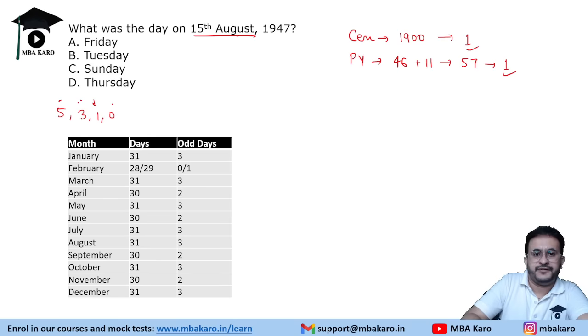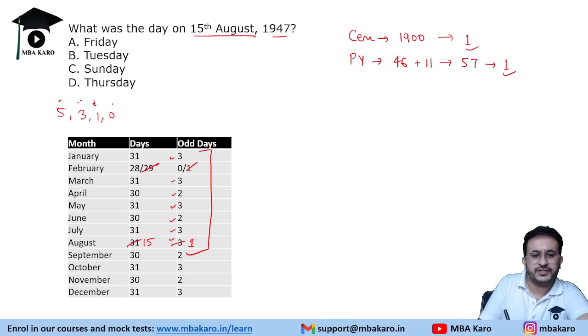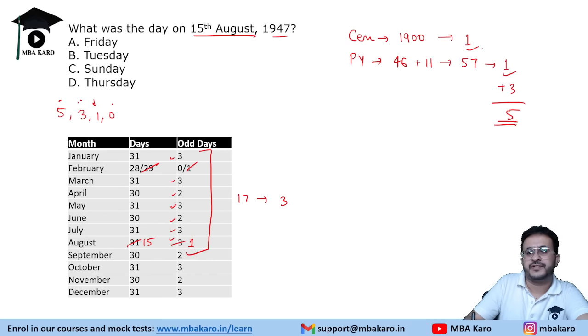Now we have to go till 15th of August. 1947 is not a leap year. We have to go till 15th of August, which is 15 days. Now just add these numbers: 3, 6, 8, 11, 13. 13 plus 4 is 17. 17 means 3. So 1, 1 and 3, total is 5. What is 5? 5 is Friday.